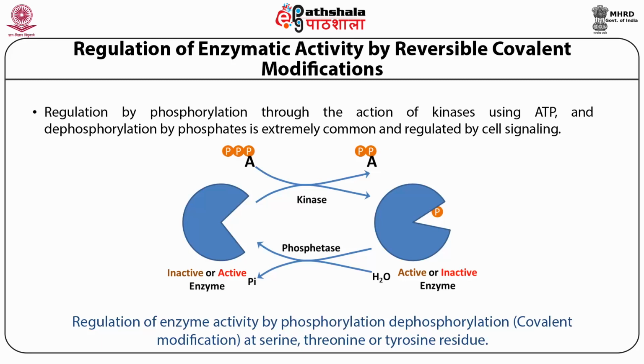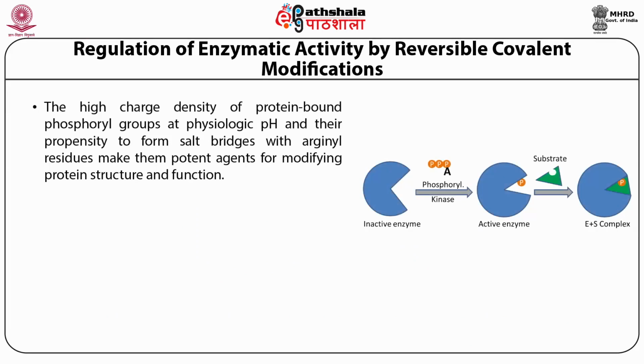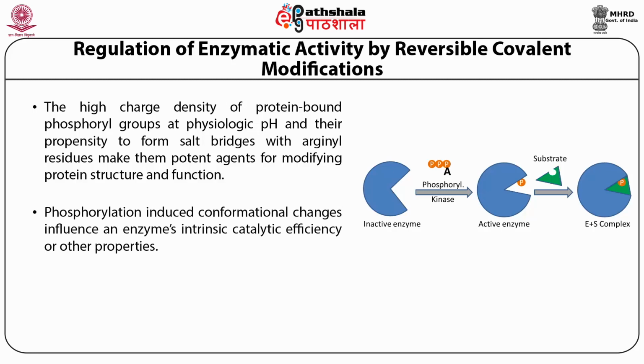Phosphorylation and dephosphorylation generally occur at serine, threonine and tyrosine residues of the protein molecule. In many cases, at physiological pH, the phospho group has a very high negative charge, so the propensity of salt bridge formation with arginine or lysine residues is very high if phosphorylation occurs at any site in the protein molecule. So phosphorylation is bringing a structural change. This structural change can sometimes make proteins active, or sometimes inactive, depending on the protein. So the phosphorylation-induced conformational change influences the enzyme's intrinsic catalytic efficiency or other properties also.